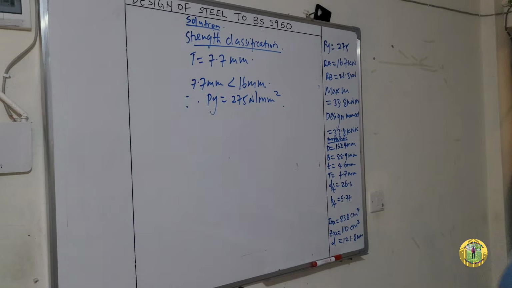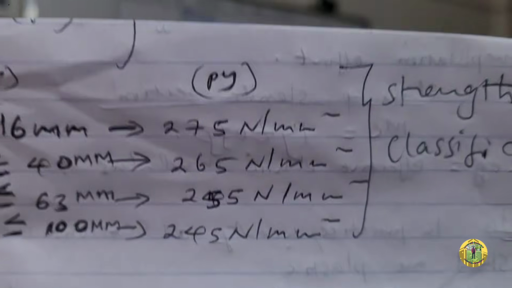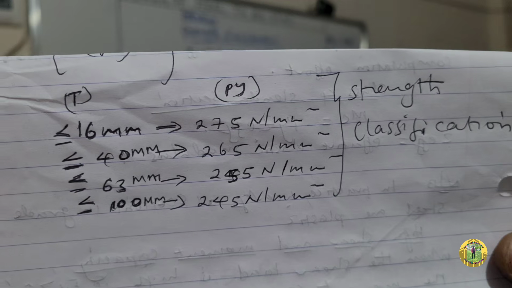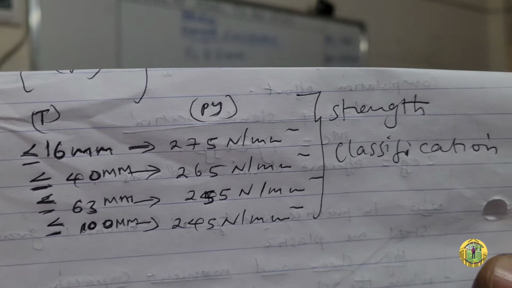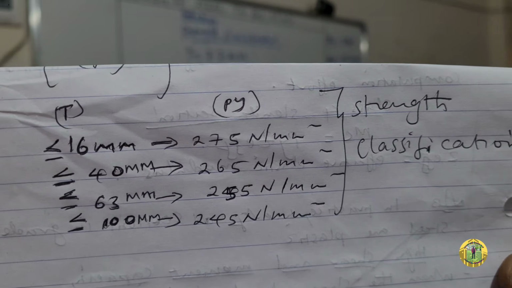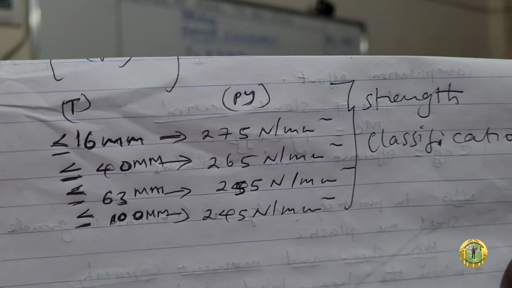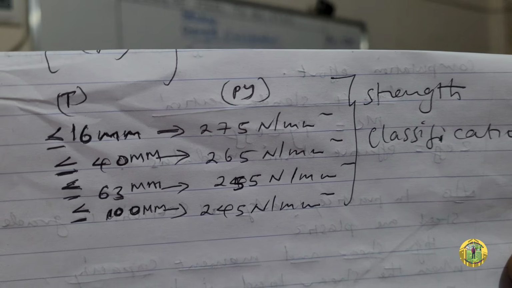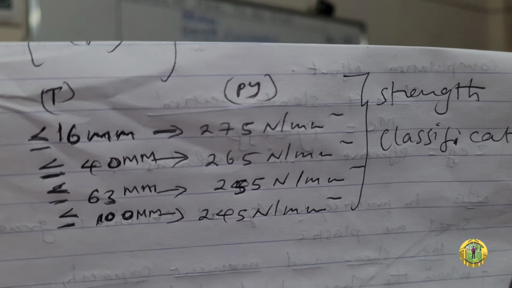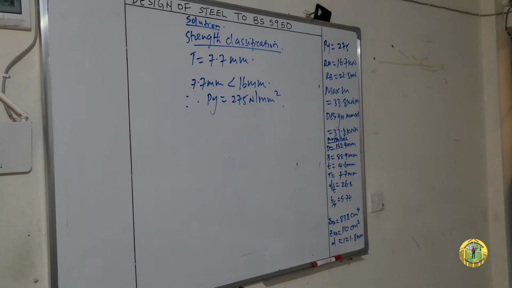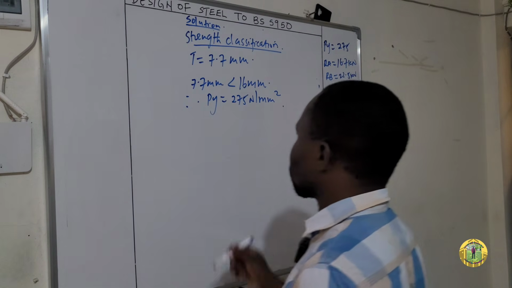So this is the table for strength classification, but I think you already have the table. So we have less than 16 millimeter is 275 Newton per millimeter square, less than 40 but more than 16, 265, like so. So that is how you classify the strengths. So we now proceed to section classification. You have the section classification.